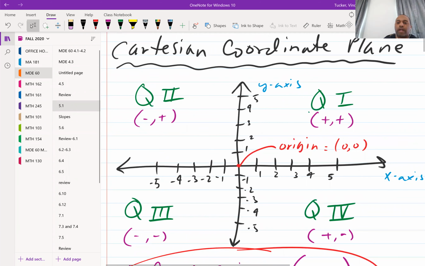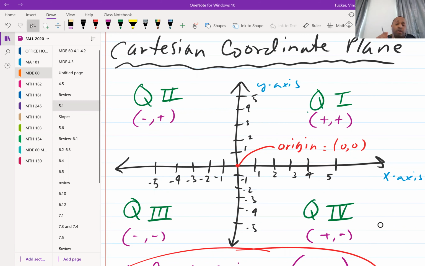we have our horizontal axis, which is our x-axis, and our vertical axis, which is our y-axis. Where they intersect is our origin. The coordinates of our origin is 0, 0. Everything to the right of your origin is positive. Everything to the left of your origin is negative. Below your origin is negative. Above your origin is positive.